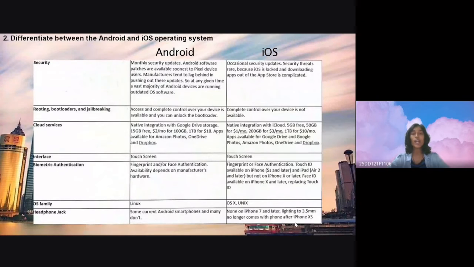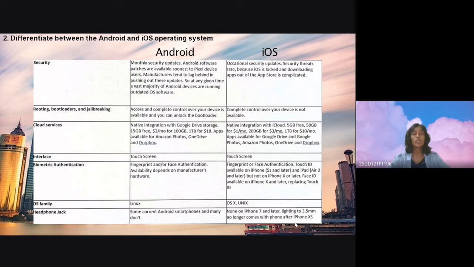The security for Android is monthly security updates. Android software patches are available soonest to Pixel device users. Manufacturers tend to lag behind in pushing out these updates, so at any given time, a vast majority of Android devices are running outdated OS software. The security for iOS is occasional security updates. Security threats are rare because iOS is locked and downloading apps outside the App Store is complicated.